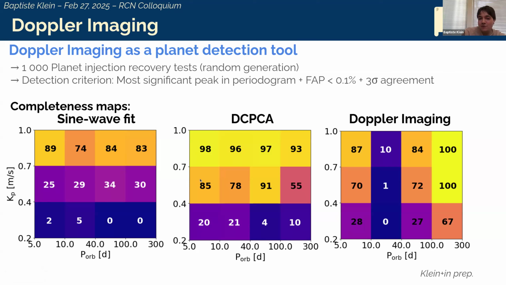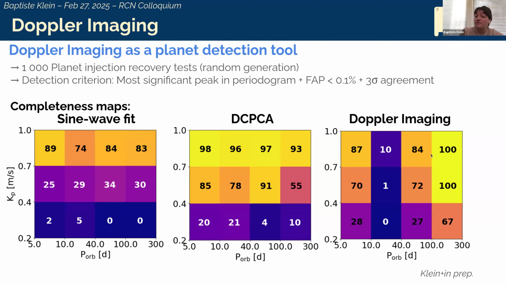In the DCPCA, we do perform much, much better for planets until the 0.4-ish meter per second level of injected planet. And we lose a little bit of sensitivity to smaller long planet period. Then if you go to Doppler imaging, we perform exceptionally badly when the orbital period of the planet is relatively close to the rotation period of the sun, which is fully expected because our method needs the spectra to be rotationally modulated. So if you have a planet at the same orbital period, it doesn't work.